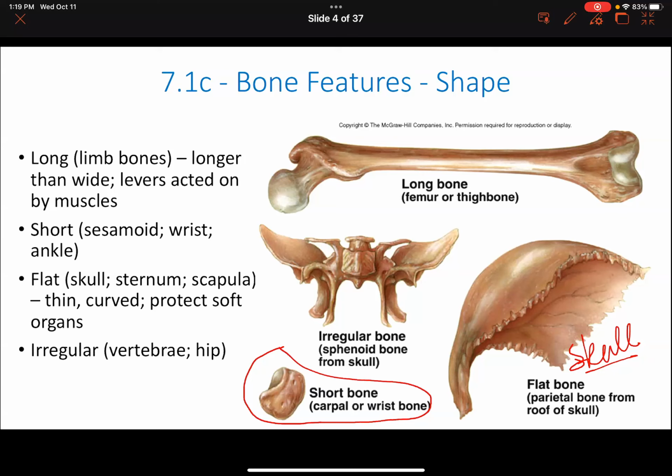We have irregular shaped bones. We see these in the hip and the vertebrae. You can also see it in the skull with the sphenoid bone. That's a very irregular shaped bone.